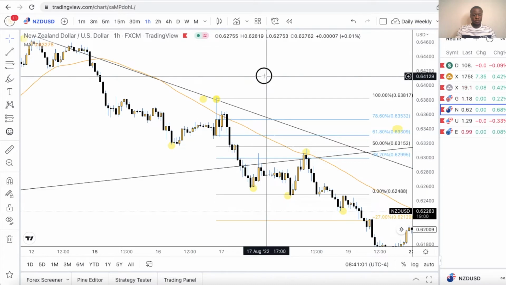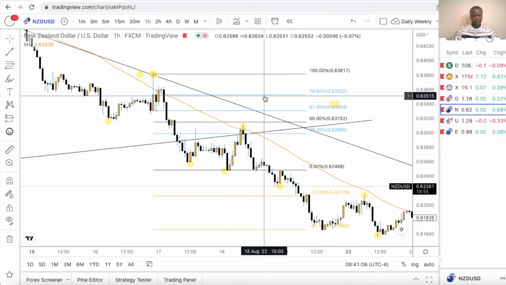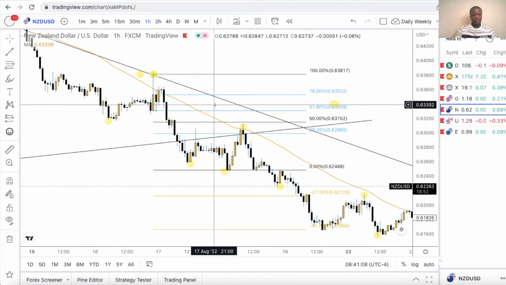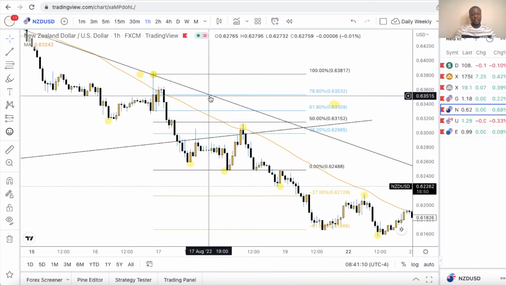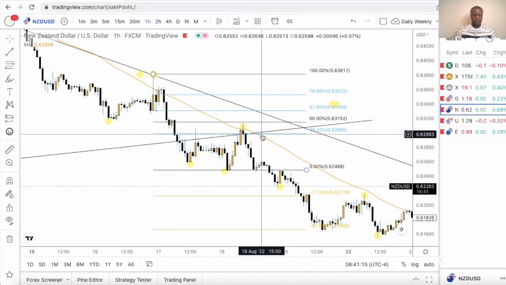So pretty much we're looking for one of these levels to get hit. Either the 78, the 61, the 50, or the 38 Fibonacci levels. So that's how we look to enter a trade. That's what we use to look to enter a trade once we have the market condition, the directional bias, and the direction of the market. We look at where to enter the trade.